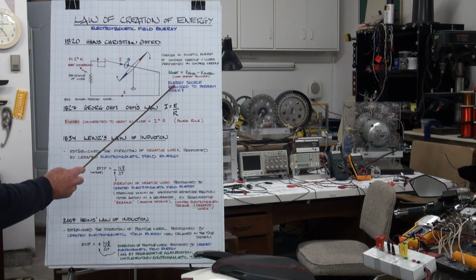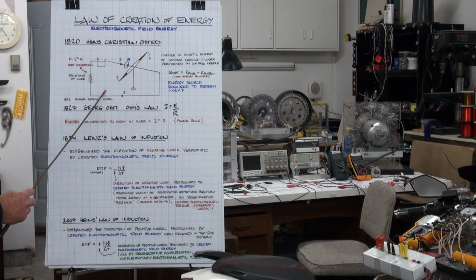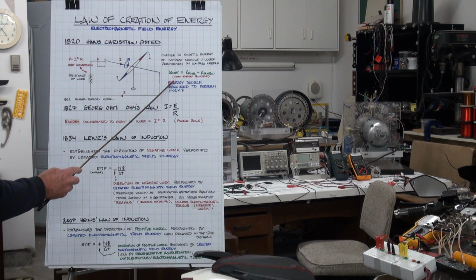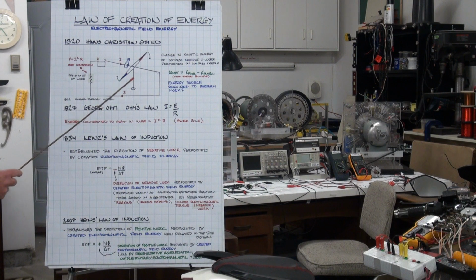So the question is, with Oersted's experiment, what is the energy source that's required to perform the work on the compass needle? And the obvious answer is that it's the magnetic field energy that is being produced around the wire.